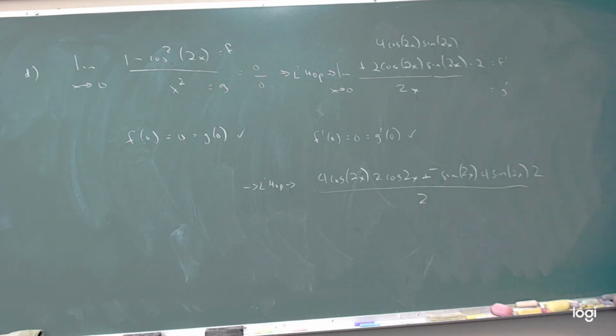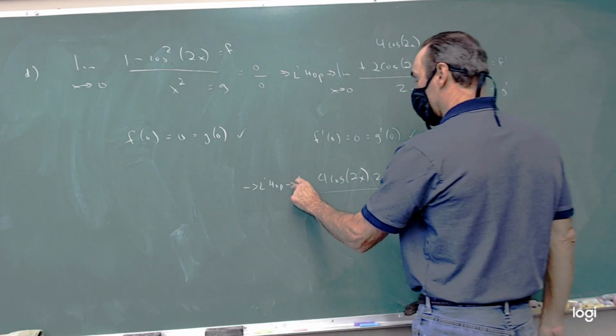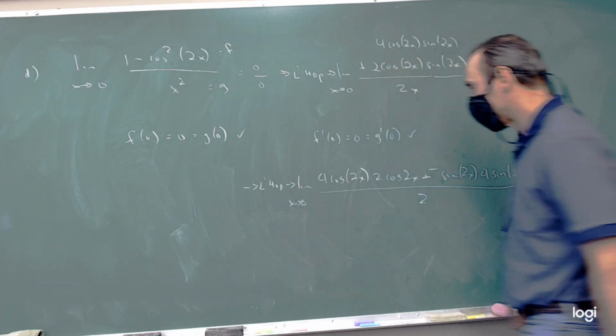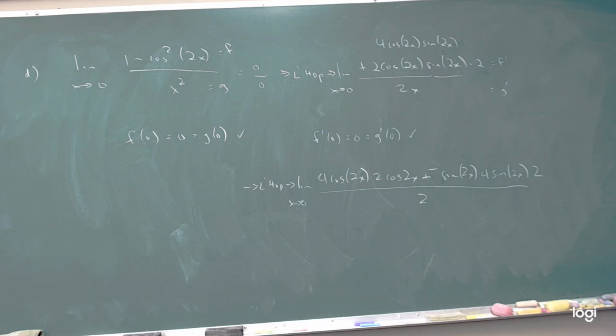Well, this is good because we're not going to get 0 over 0 anymore. And we're going to take the limit. Let's not forget to write this. I wouldn't clean things up at this point. I'd just plug in the 0 and see what's going to happen.